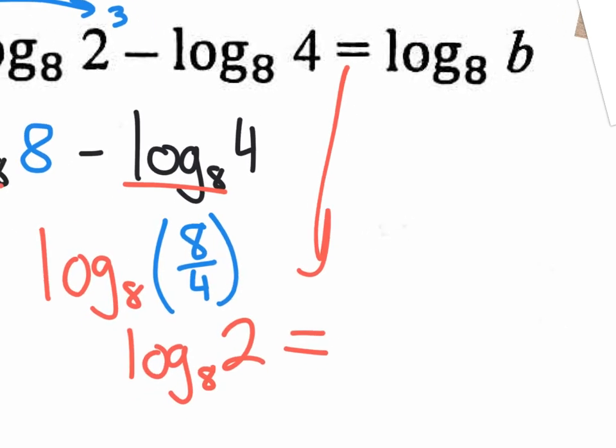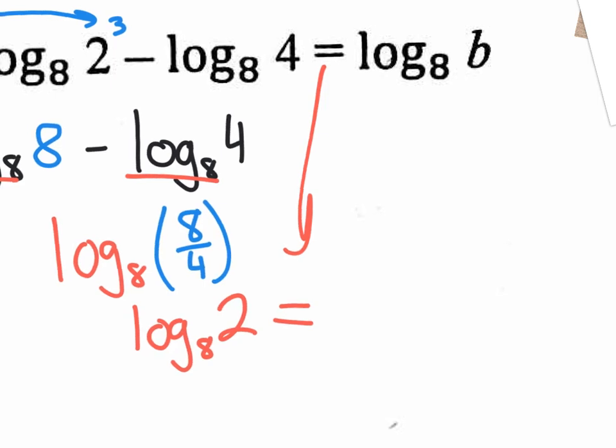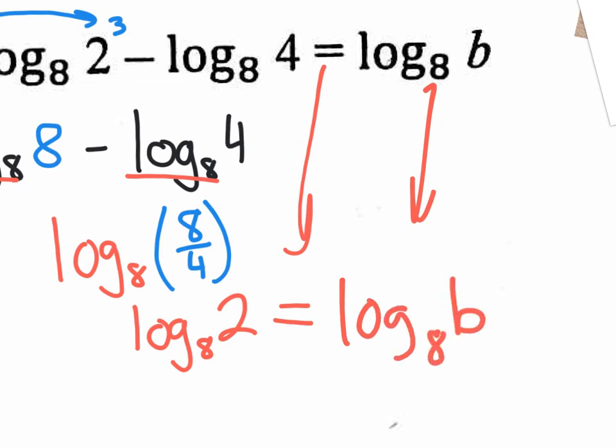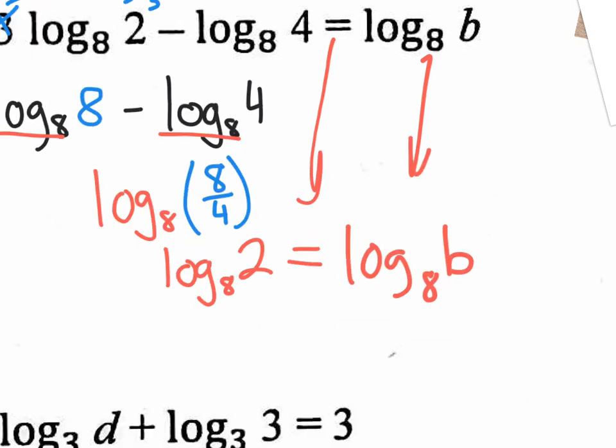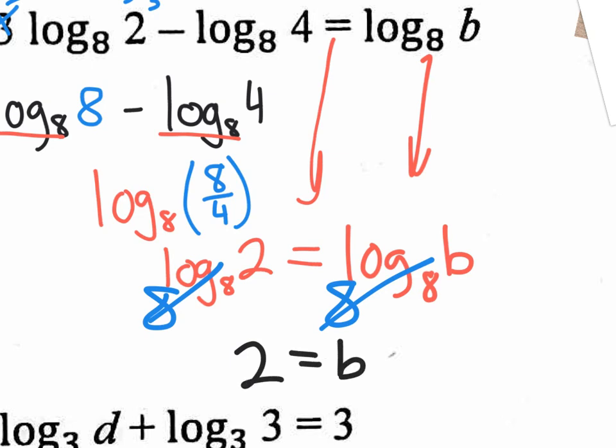Now let me look at the right side of this equation. On the right side, we have log base 8 of b. Let's just bring that down. So I'm going to take log base 8 of b and rewrite it down here. Log base 8 of b. And now we could actually raise both sides of this equation to become powers of base 8. 8 right there, 8 right there. That cancels, that cancels. What's left? Your answer, 2 equals b.